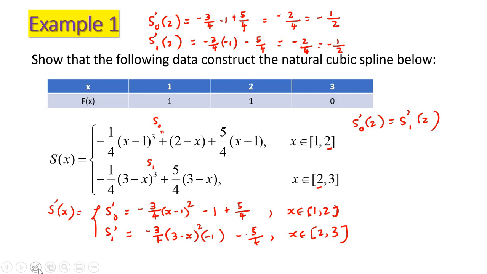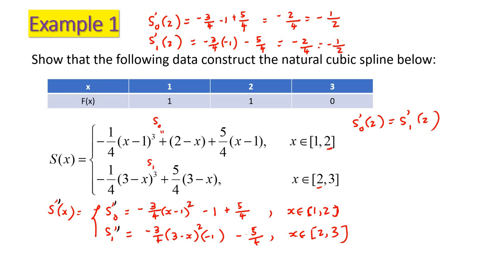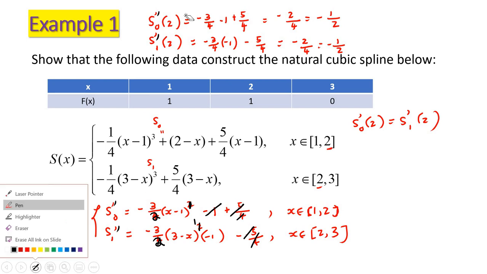I change other colors. Second derivative. So from here differentiate one more time. The 2 brings down in front, so you get negative 3 over, this becomes 2, this one becomes power 1. Differentiate constant, no more. And this one, positive 2 brings in front. Lastly, this one becomes 1, and this becomes 2. So this one no more. Now we calculate S double prime when x equal to 2.